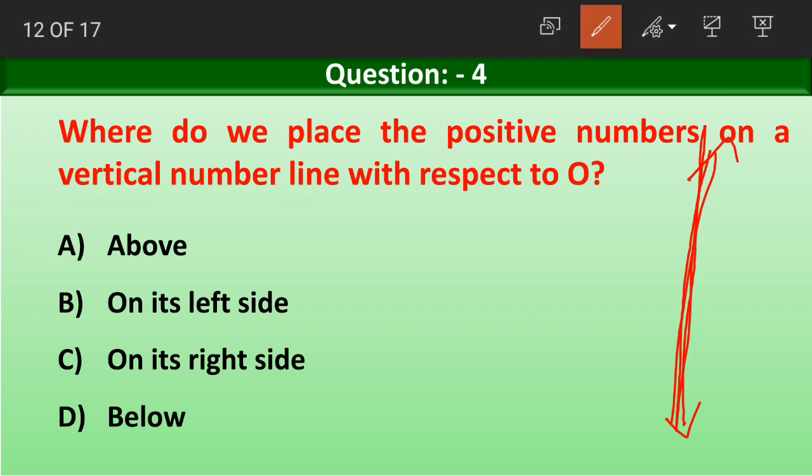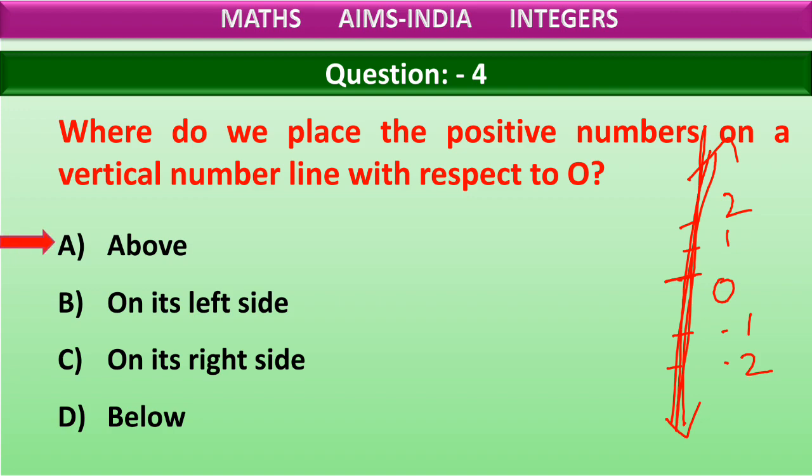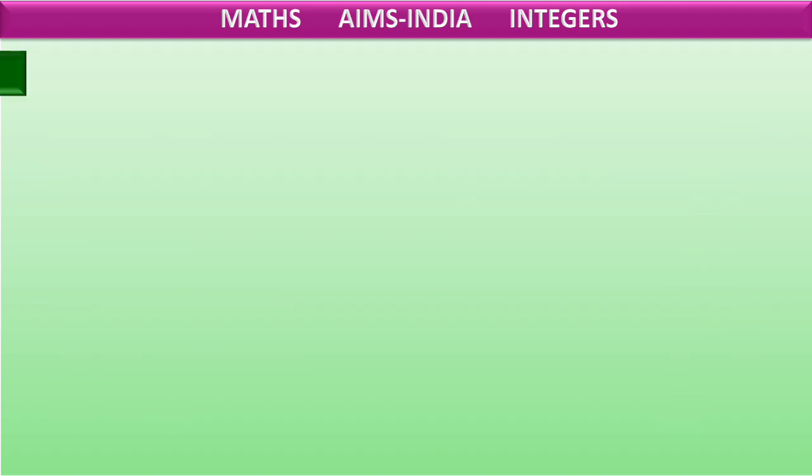On a vertical number line, 0 comes in the middle. Positive numbers are above and negative numbers are below. So what is the correct option here? Above. Positive numbers are located above 0 on a vertical number line.